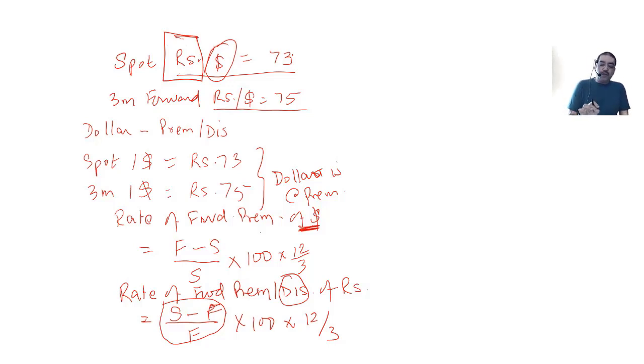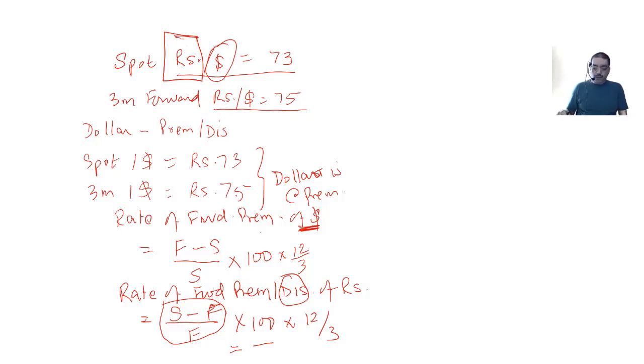This is one very important thing that you have to keep in mind when you are solving the problem. When you calculate this, you will always get a minus figure. Why? Because spot minus forward, 73 minus 75, will always give you a minus figure, and that minus denotes that it is a discount. So with the help of this, I am now going to solve further questions on Forex.